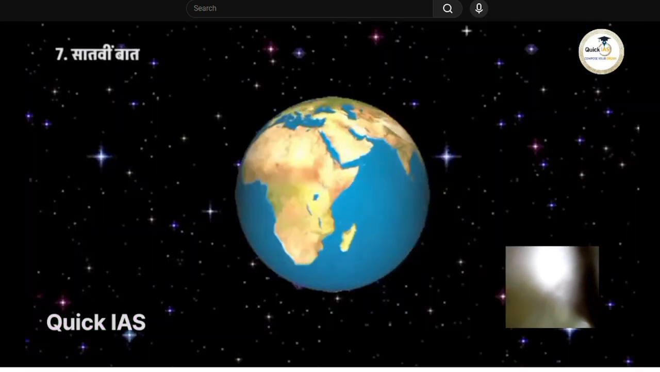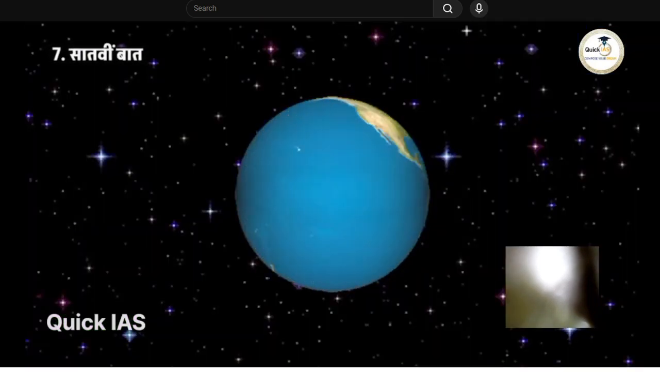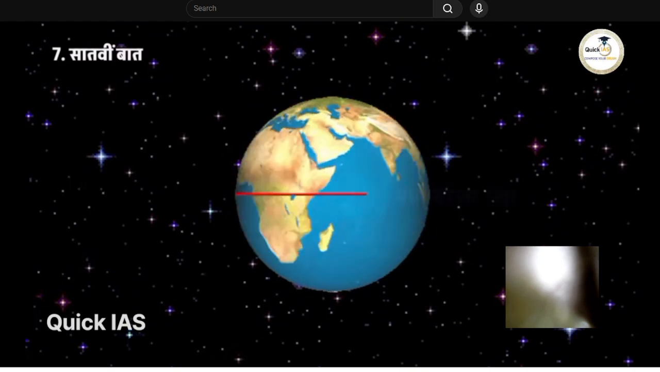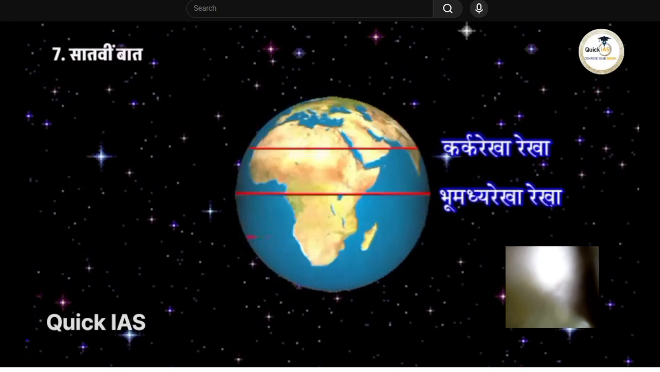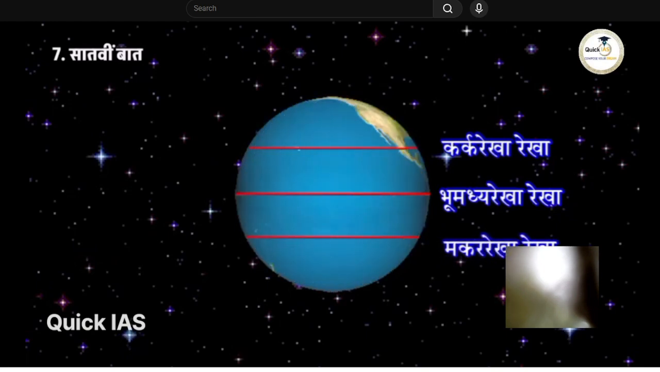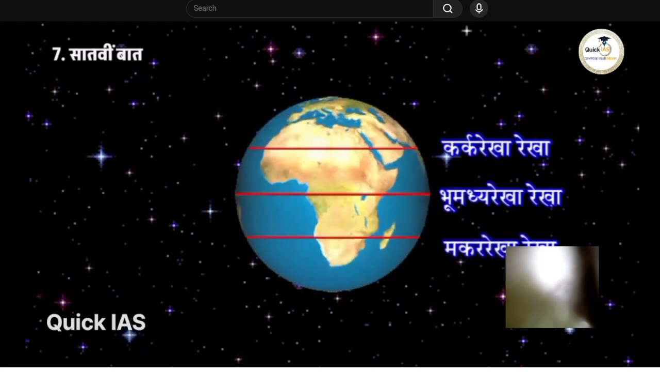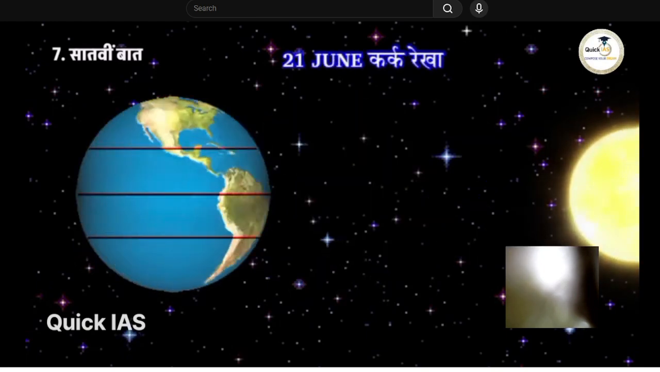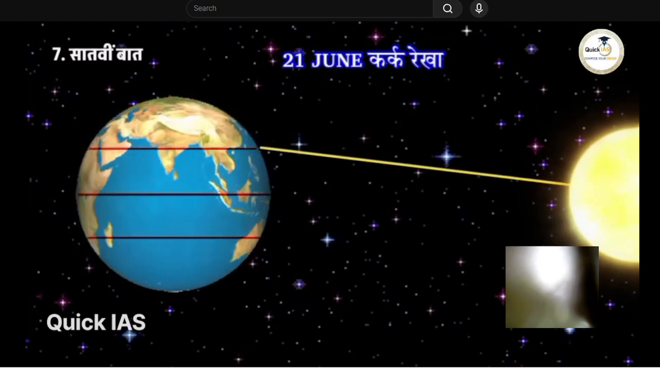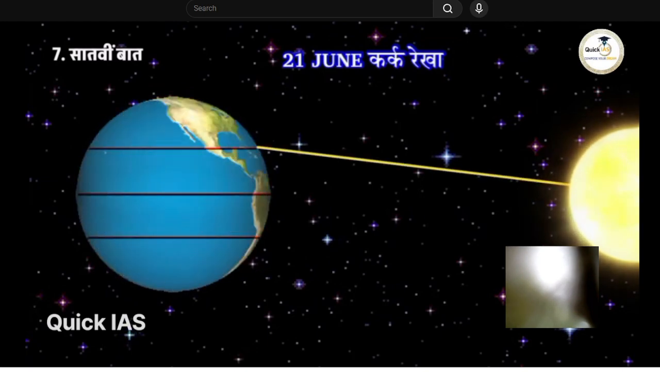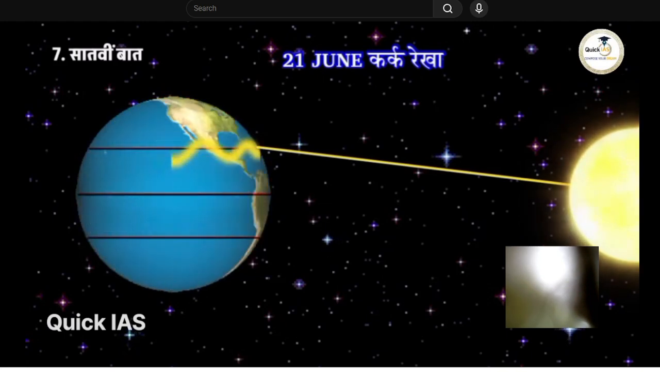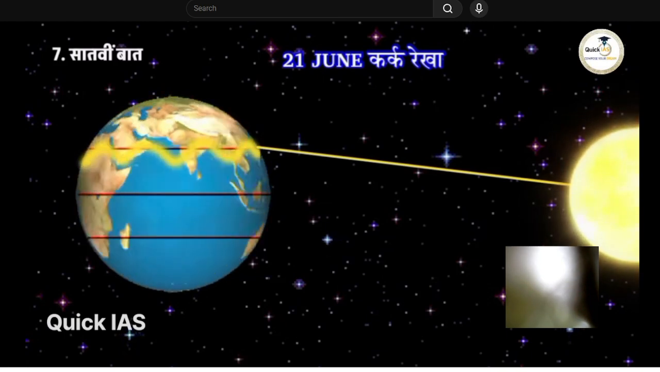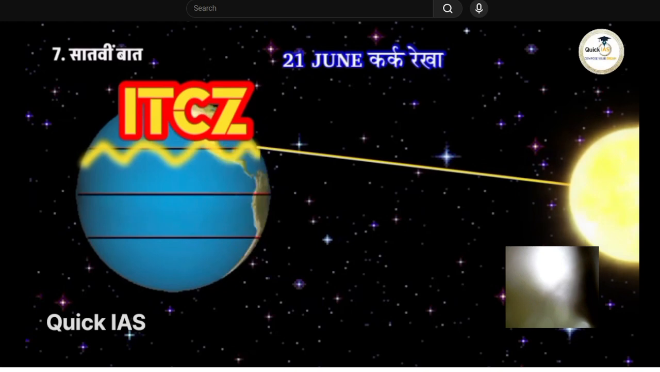Seventh thing, this is our Earth. This is the equator. To its north, the Tropic of Cancer passes, and to its south, the Tropic of Capricorn passes. On 21st June, the sun rays fall perpendicularly on the Tropic of Cancer, then the area here becomes hot, and a hot belt is formed on the Earth. This hot belt is called ITCZ. In English, it is called the Intertropical Convergence Zone.